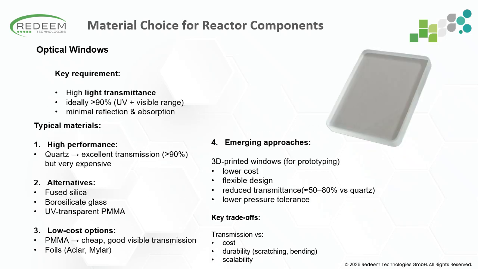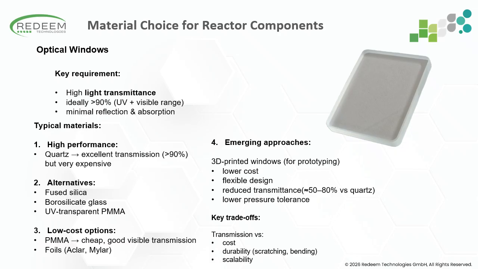Next, the optical window is the entry point for sunlight, so its main job is to transmit as much light as possible while minimizing reflection and absorption. Ideally, the transmittance should be above 90% across the relevant wavelength range, and quartz offers the best optical performance, but it's also the most expensive option.